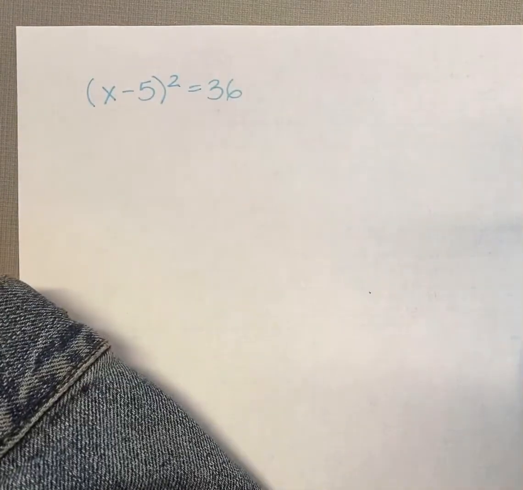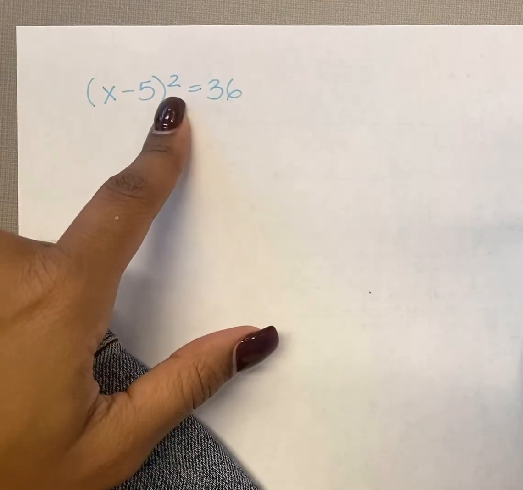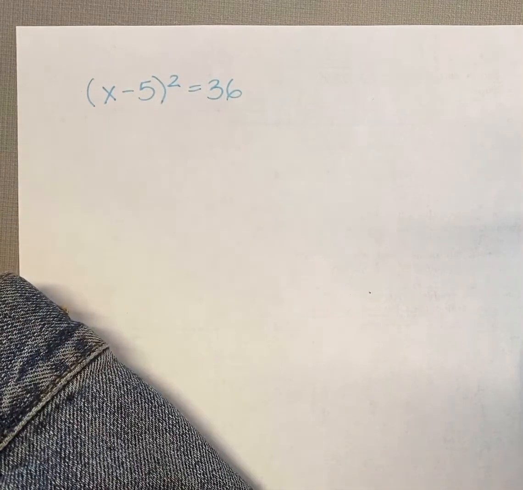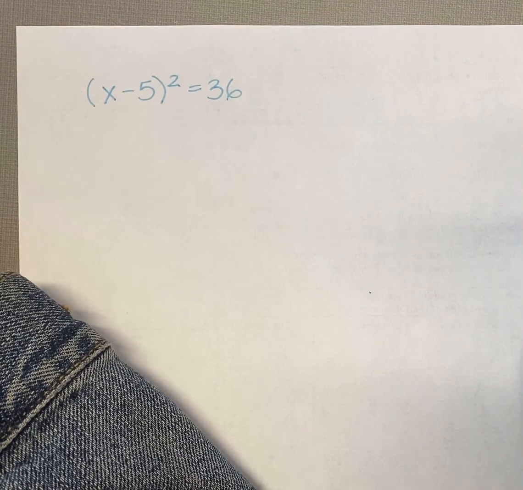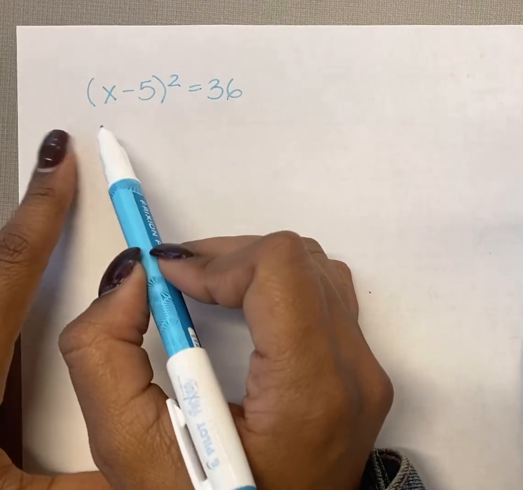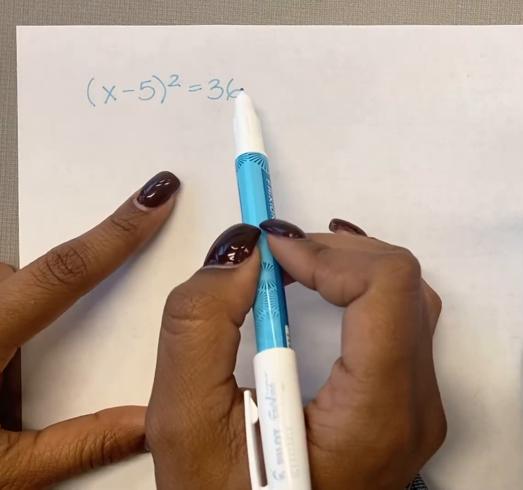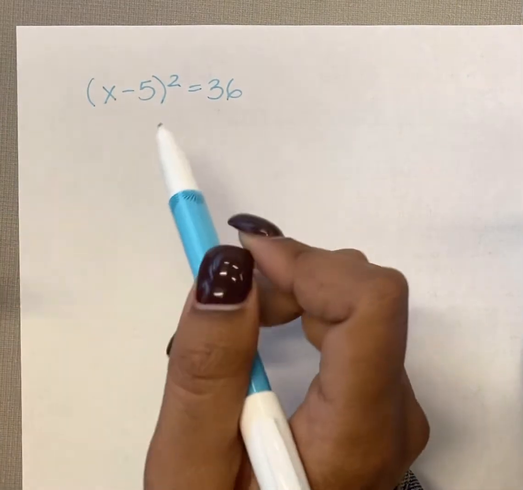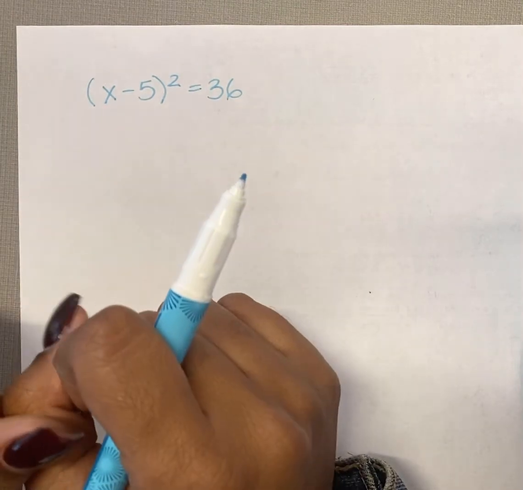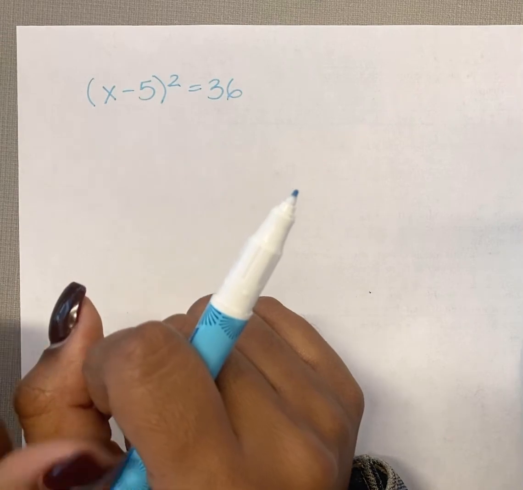And so when you see an expression and you have something that is being squared, so you have a set of parentheses being squared, naturally it's probably going to be easier to try and get rid of that square. Some of you may say, well, I can just rewrite this as (x - 5)(x - 5), bring the 36 over and factor, which you totally can do. It's a little bit of a longer process. So using that square root principle will help you out.